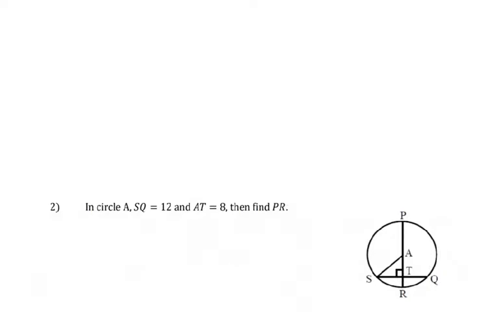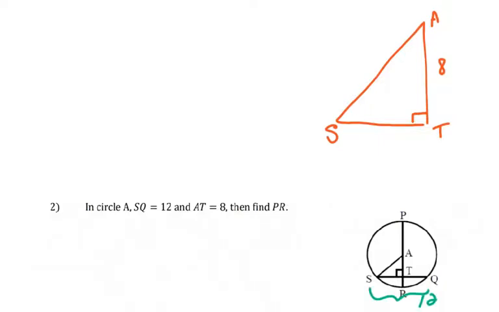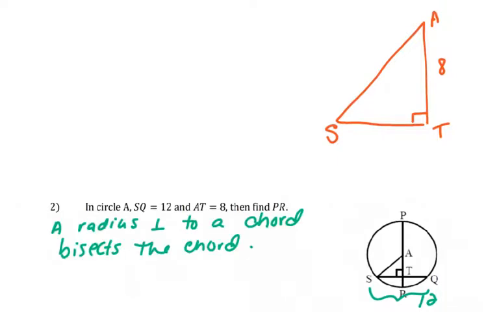However, we are given that AT is perpendicular. Notice the right angle. I'm going to zoom in on that triangle ATS, and I'm going to start to label it. I know that AT equals 8. I know that SQ equals 12. And if that radius or diameter is perpendicular to the chord, it's going to bisect chord SQ. So again, if PR is perpendicular to SQ, it's going to bisect it. So now the 12, we'll see 6 pop up, and I can throw that into my triangle.